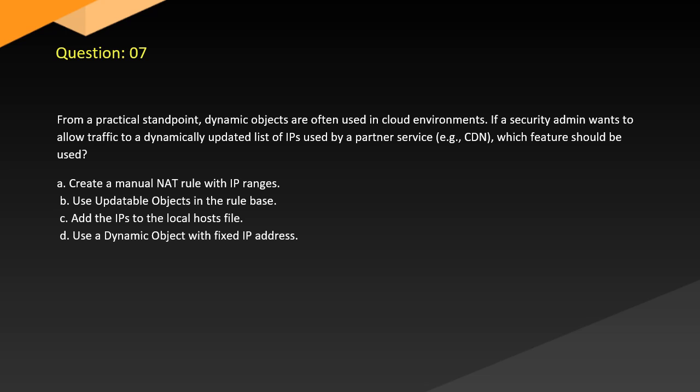A. Create a manual NAT rule with IP ranges. B. Use updatable objects in the rule base. C. Add the IPs to the local host file. D. Use a dynamic object with fixed IP address.